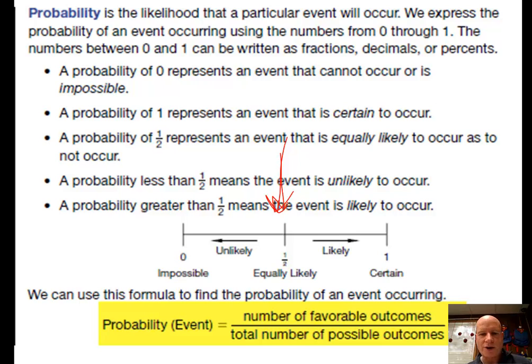Flipping a coin, it's equally likely it's going to be heads as it is going to be tails. If it's less than 1/2, then it's less likely to happen, and if it's more than 1/2, then it's more likely to happen. The thing to remember is that the formula for probability is the number of favorable outcomes over the number of possible outcomes.